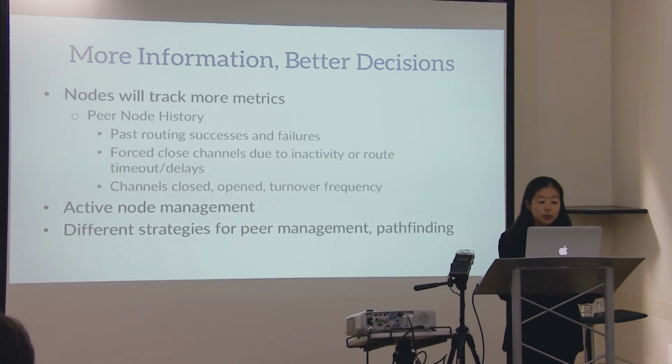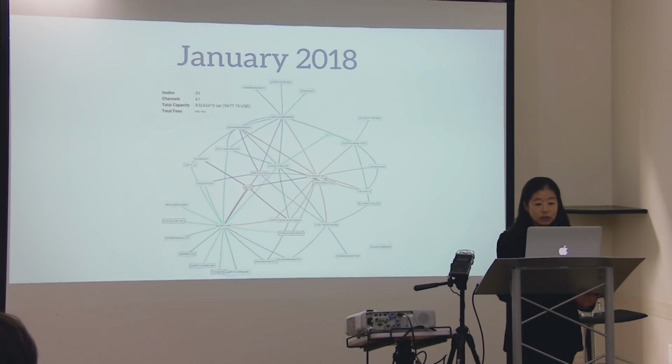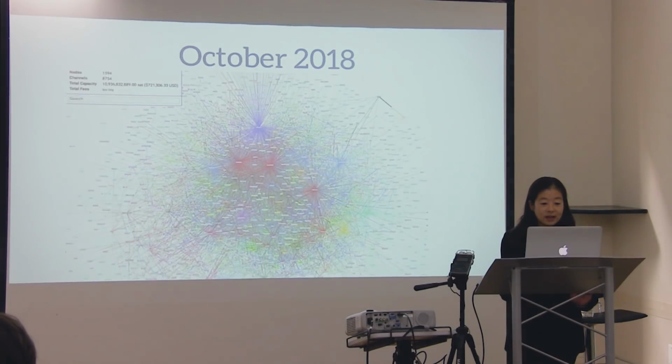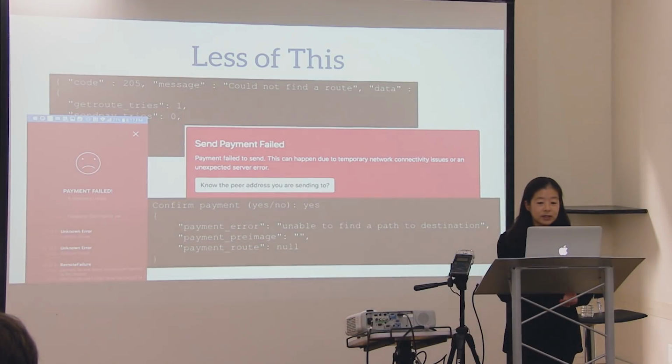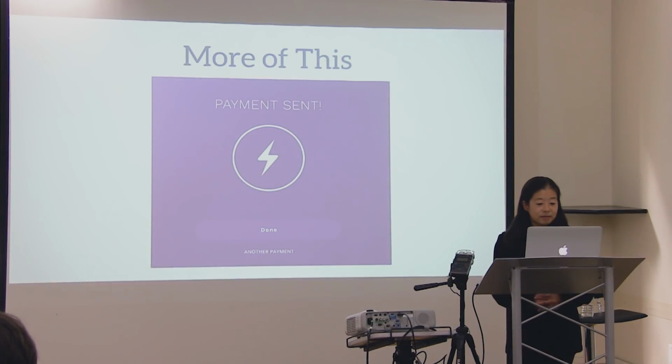And active node management will also help to inform the Lightning developers how to create better strategies for finding paths and choosing nodes to connect to. So just to show how far we've come, this is what the Lightning network looked like in January. This is mainnet, and this is what it looks like a couple weeks ago. So we've come a long way, and hopefully in the future we'll see less of this and more of this. And that's it.